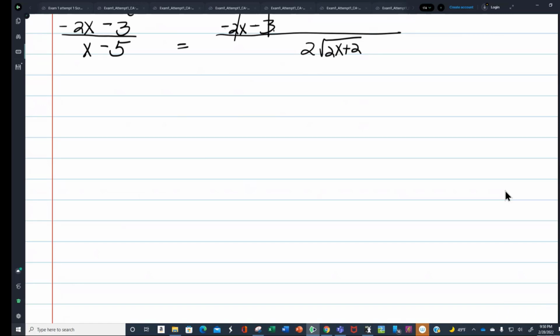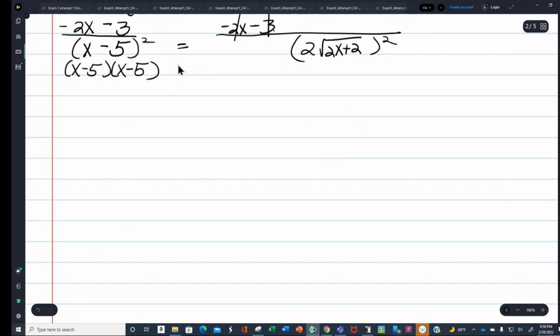So we are going to square both sides again. Square x minus 5 and square 2 times the square root of 2x plus 2. That will give me on the left x minus 5 times x minus 5. And on the right, 2 squared, well, let me just write it that way, 2 squared times the square root of 2x plus 2 squared.